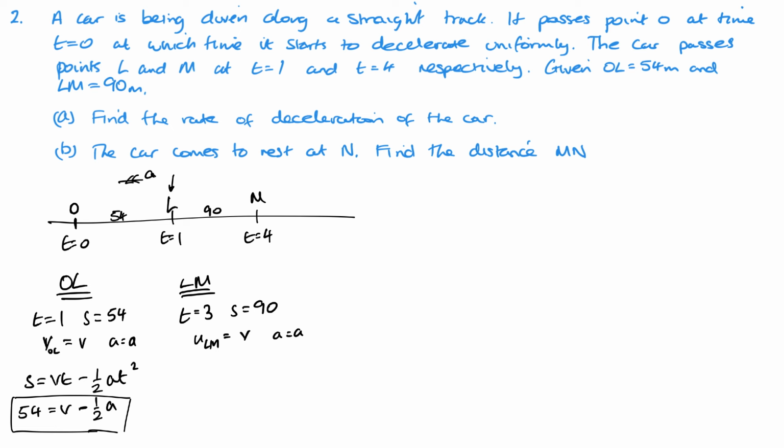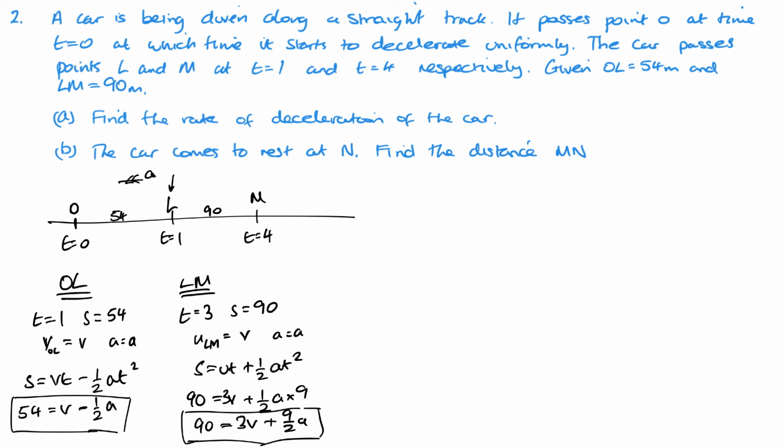Now looking at the second one, we know U, A, S and T. So this is S equals UT plus a half AT squared. So again, S is 90. U is this V that we just called it, and T this time is 3. So 3V plus a half A times 9. So here we've got 90 equals 3V plus 9 over 2A. And this is our second equation.